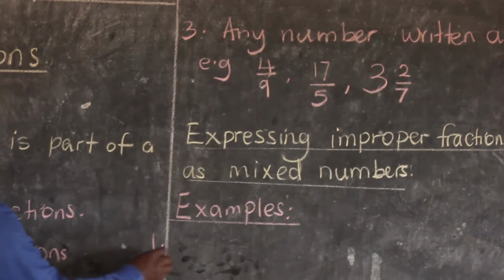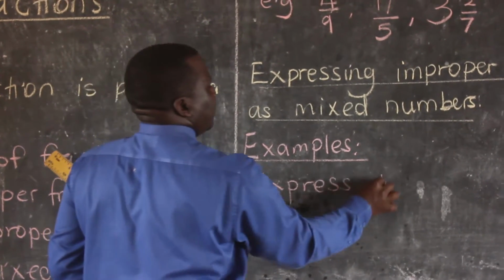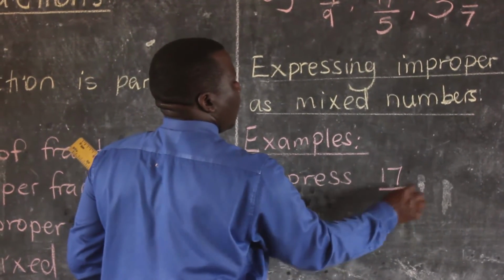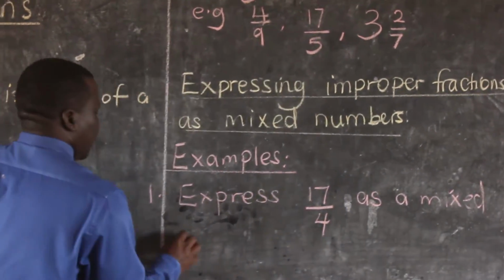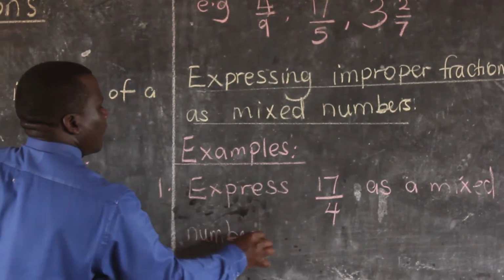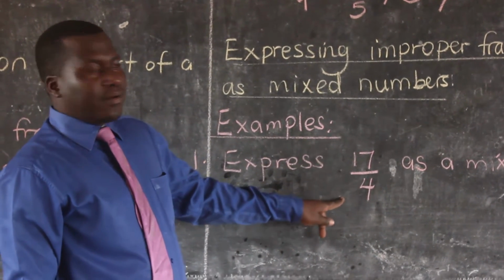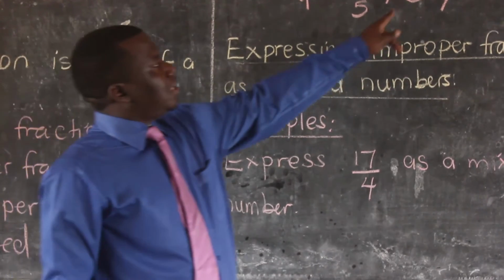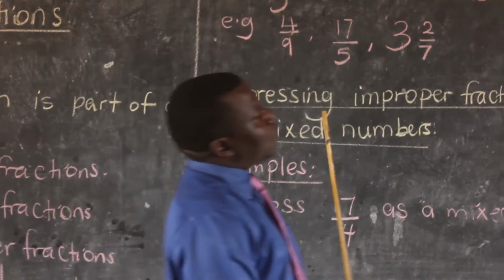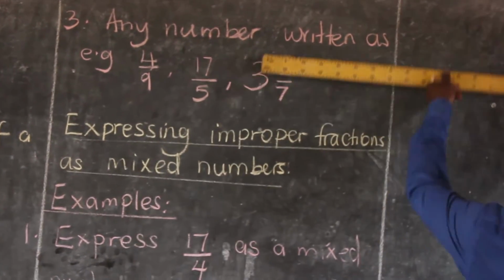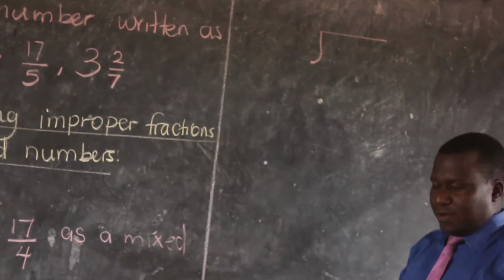Example 1, they can tell you to express 17 out of 4 as a mixed number. So what do we do here? We want to change this improper fraction to a mixed number. So here, as you see, it is 17 divided by 4. So we are going to do our long division. I hope you still remember how they carry out long division.